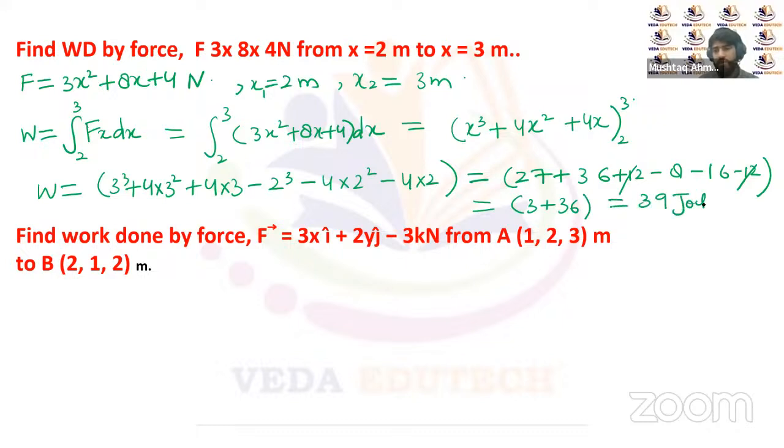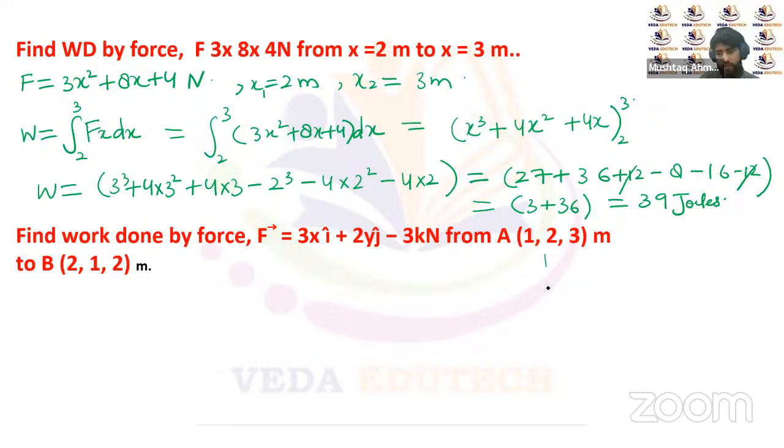So 39 joules of work is done in displacing this body from x equal to 2 to x equal to 3 meters. This is the amount of work done. Now, calculating the work done by this force, 3x i cap plus 2y j cap minus 3k newtons, between the positions 1, 2, 3, and 2, 1, 2. This is how we have to calculate the work done.